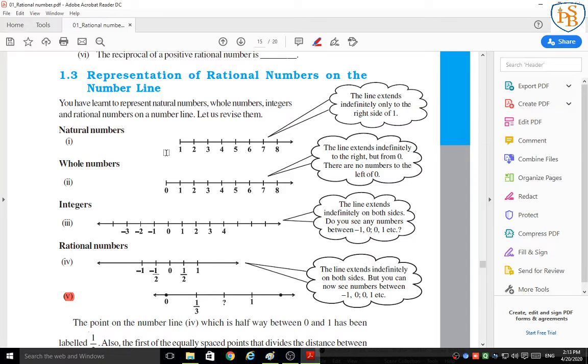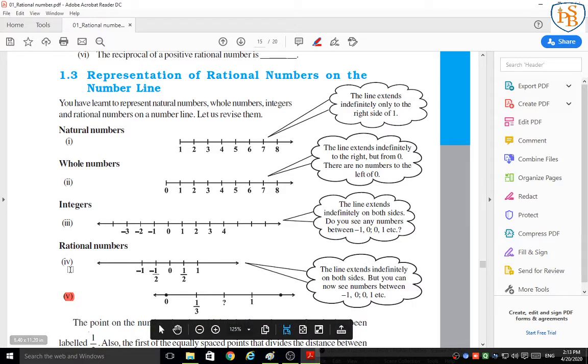Look here, in the natural numbers we start from 1, but in the whole numbers we start the line from 0. For the integers we draw the line, and in the middle of the line we write 0. At the right-hand side of 0 we write the positive numbers, that is positive 1, positive 2, positive 3 and positive 4. But at the left-hand side we write negative 1, negative 2, negative 3, negative 4, like that.